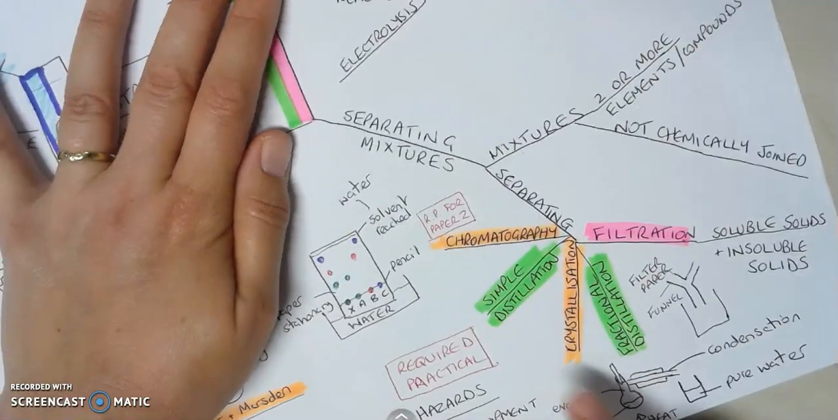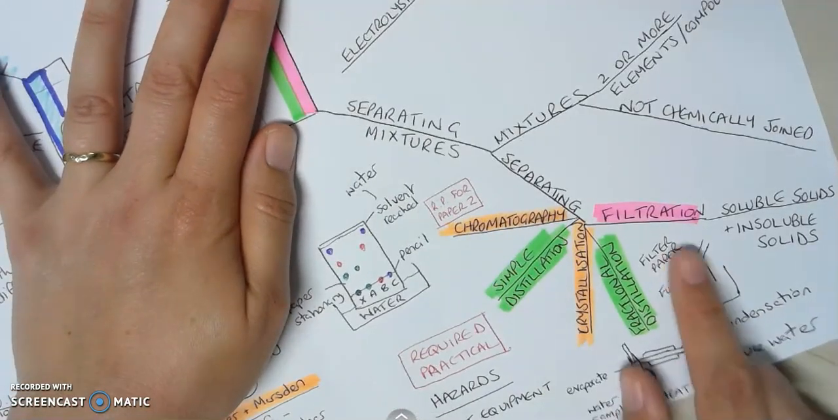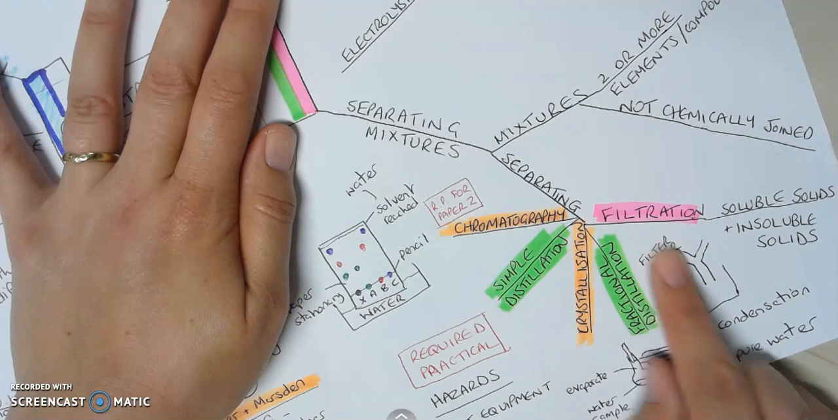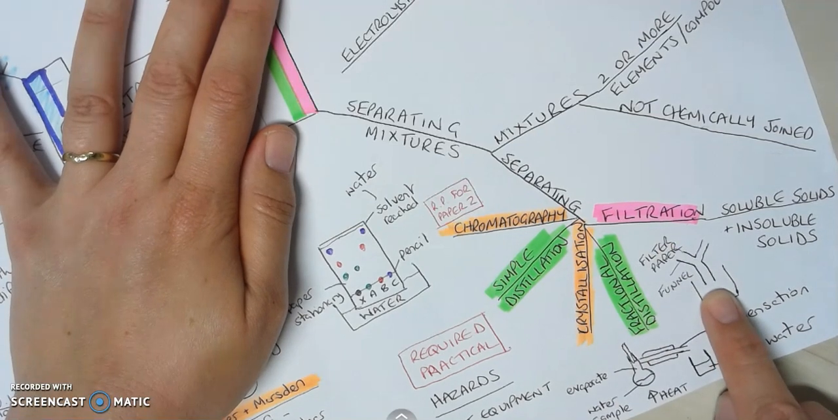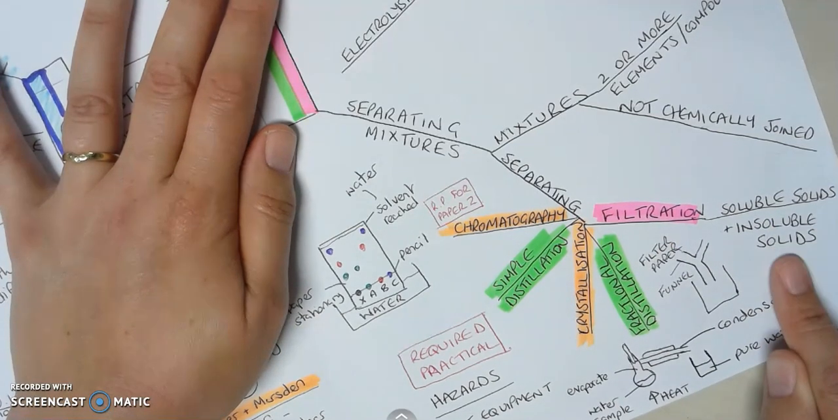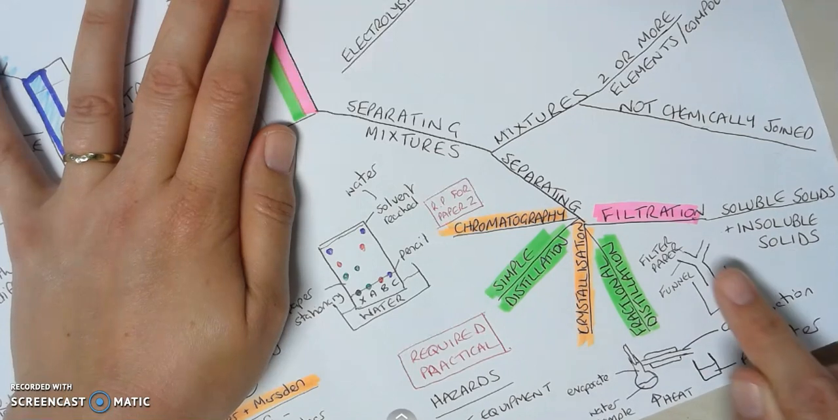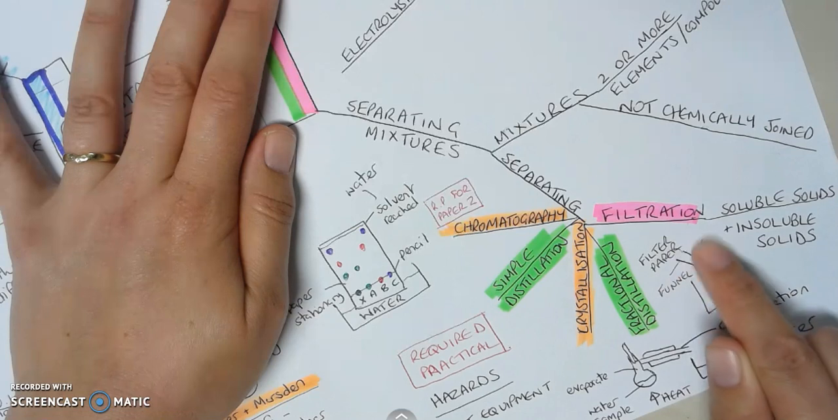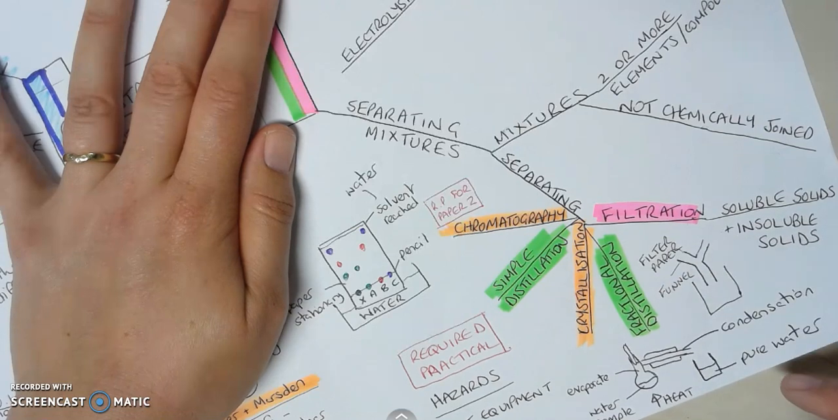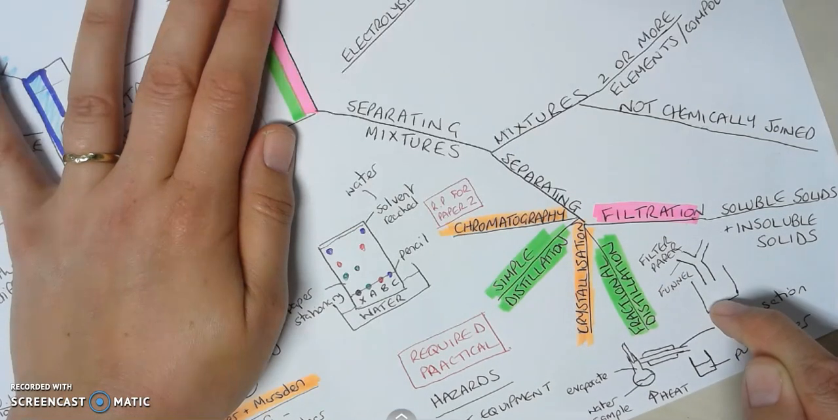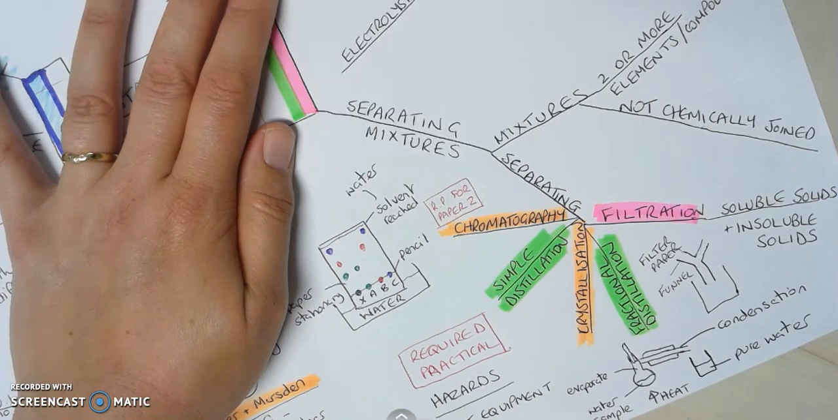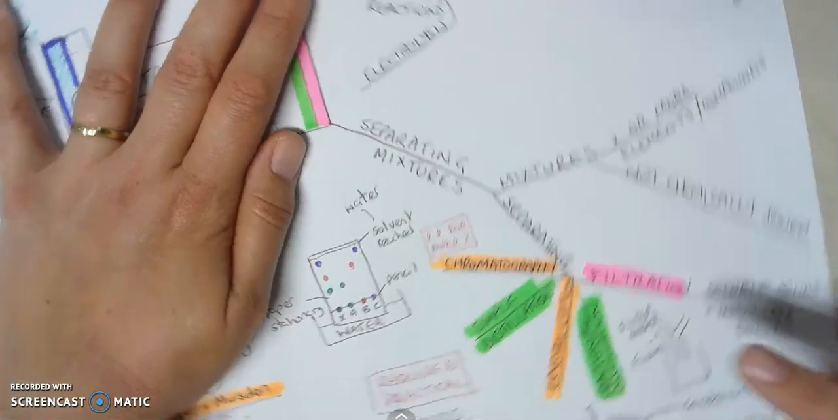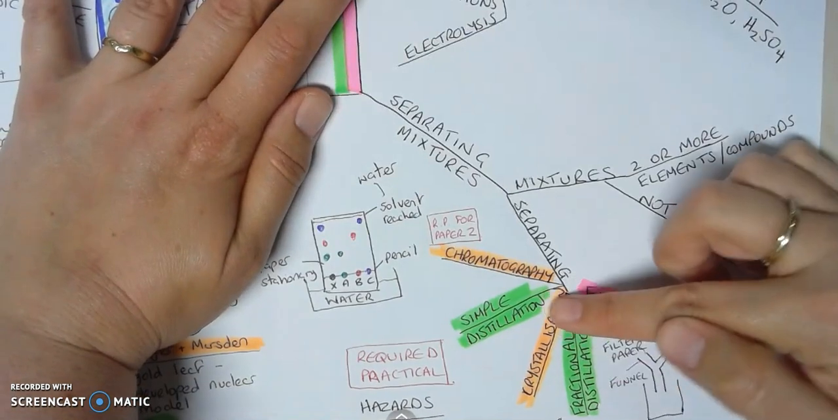Okay, here are some other separation techniques you should know about. Filtration, straightforward, use a piece of filter paper in a funnel and it separates the soluble solids and the insoluble solids from each other. So anything that doesn't dissolve will end up being left in the filter paper, and then you will have the filtrate in the beaker.